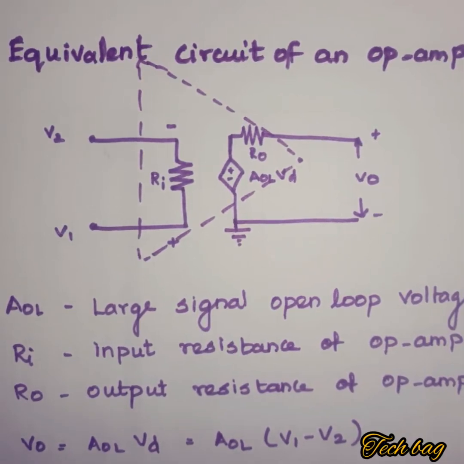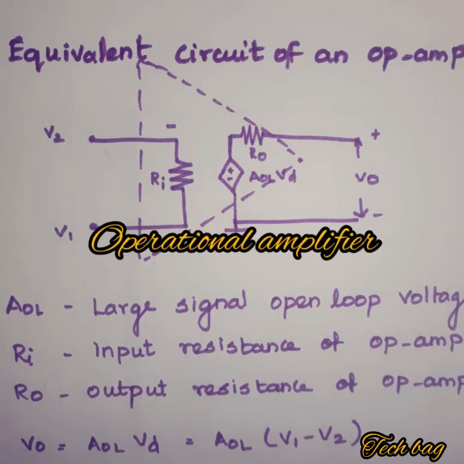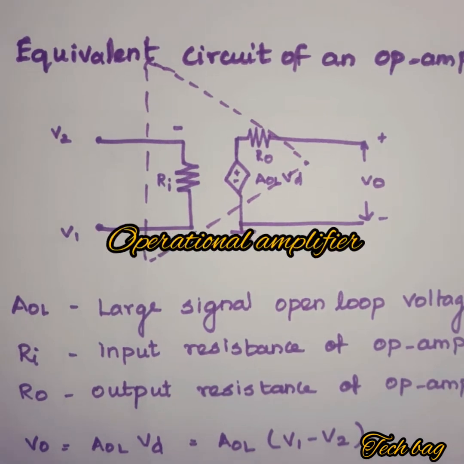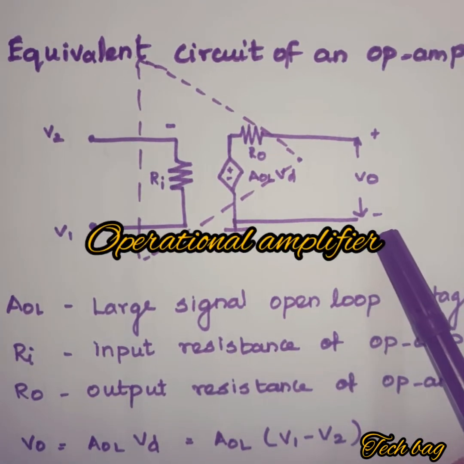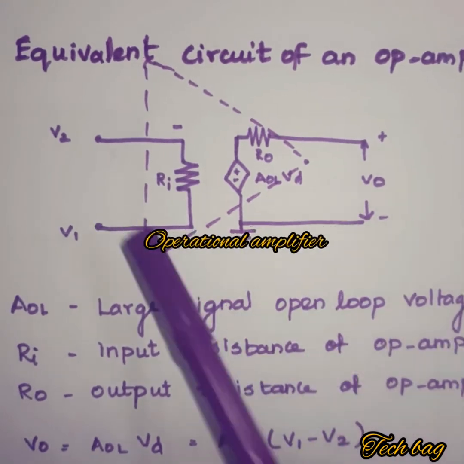In this video we will see the characteristics of ideal operational amplifier. Before that we will see the equivalent circuit of an amplifier. So this is the equivalent circuit of an amplifier.